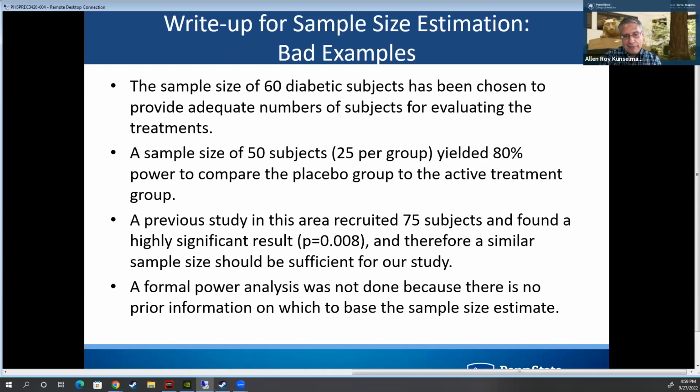Another example: a formal power analysis was not done because there's no prior information on which to base the sample size estimate. Well, this is where you take your best clinical guess or do a pilot study first to get an idea of what an estimate is, instead of just saying, I don't have any idea, so we're going to do 20 subjects. You could do a sample size calculation, or at least do a pilot study.